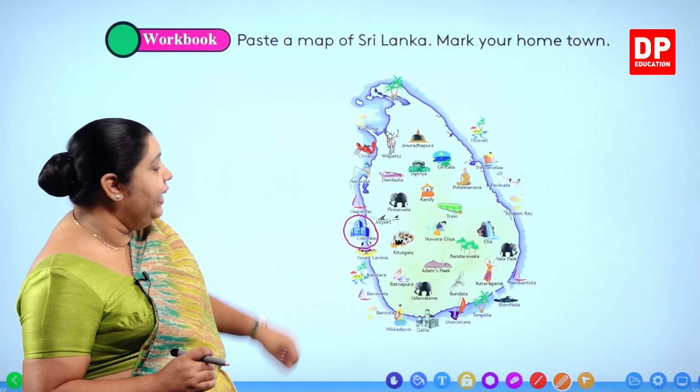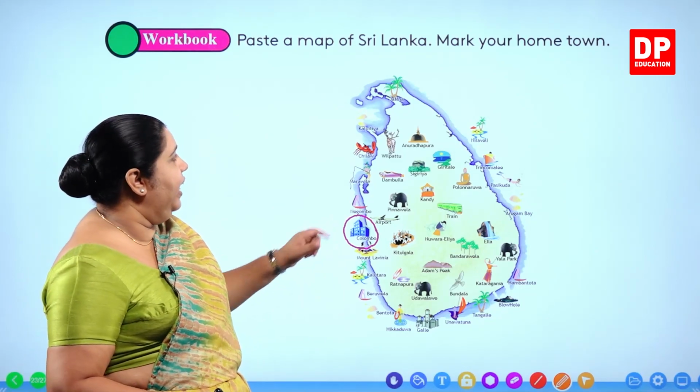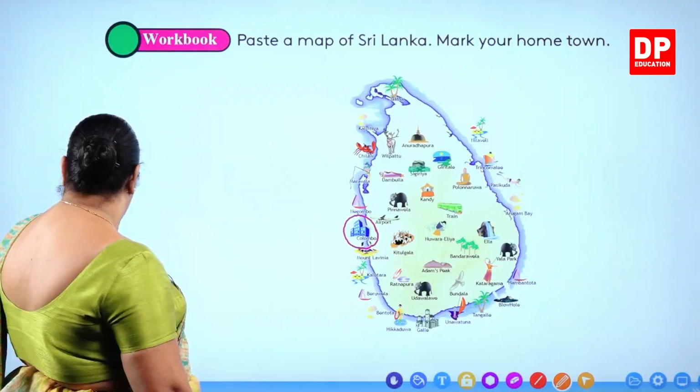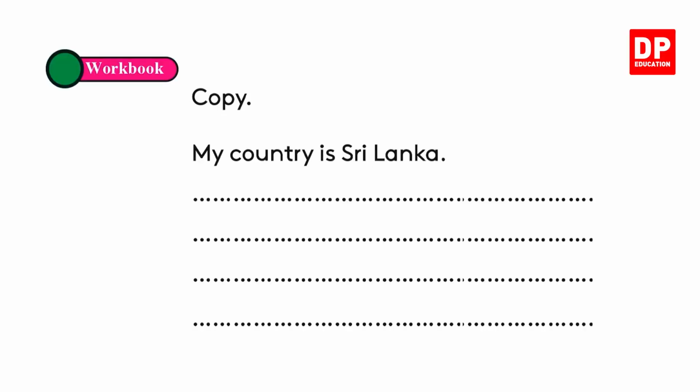So this is where I live. That's Colombo. So I have marked the place that I live. Let's move on to our next workbook activity. Okay. My country is Sri Lanka.